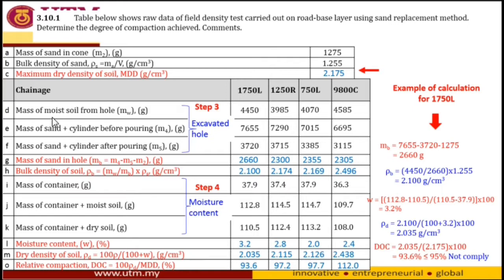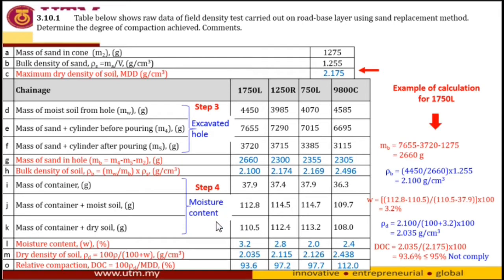Next, we have a look at the table for the sand cone. This table provides us with the data collected from the excavated hole. Let's have a look at the data together. D is the mass of moist soil from the hole. Next, E, mass of sand plus cylinder before pouring, M4. Then F, mass of sand plus cylinder after pouring, M5.